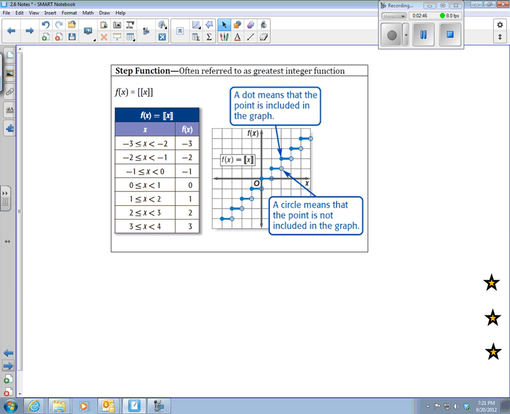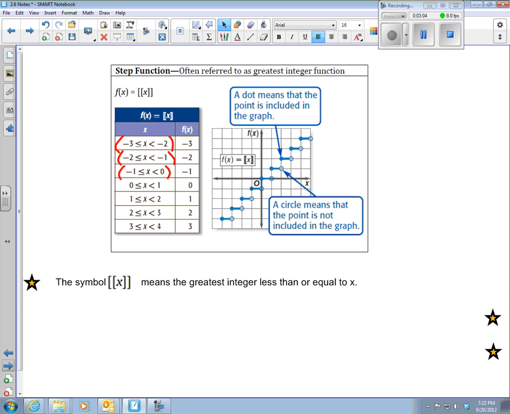Here's another step function. It's called the greatest integer function. This is a way to tell this is a step function. You'll see intervals between -3 and -2, -2 and -1, -1 and 0. This is a perfect example of a step function. And what it means is this. The symbol, with its two sets of brackets here, called the greatest integer function, means the greatest integer less than or equal to x.